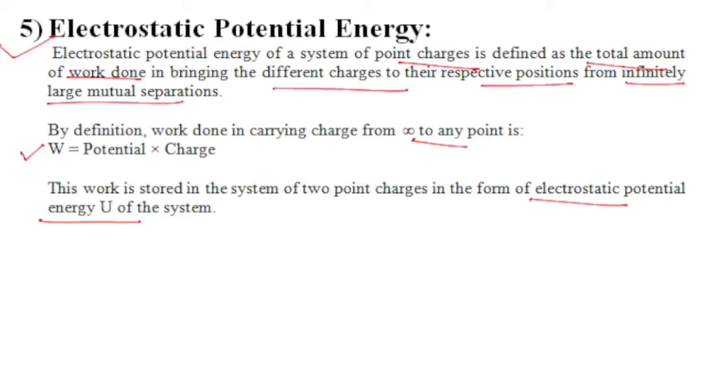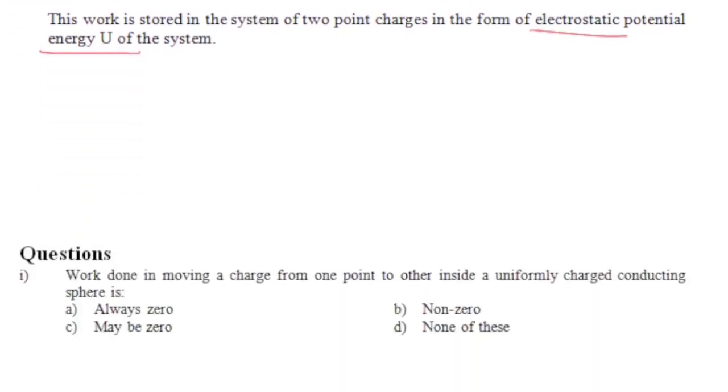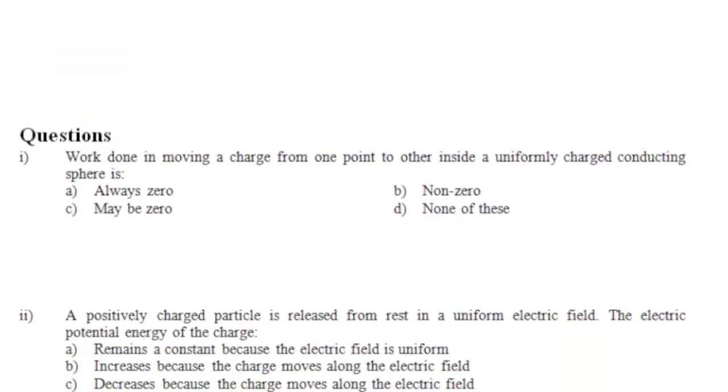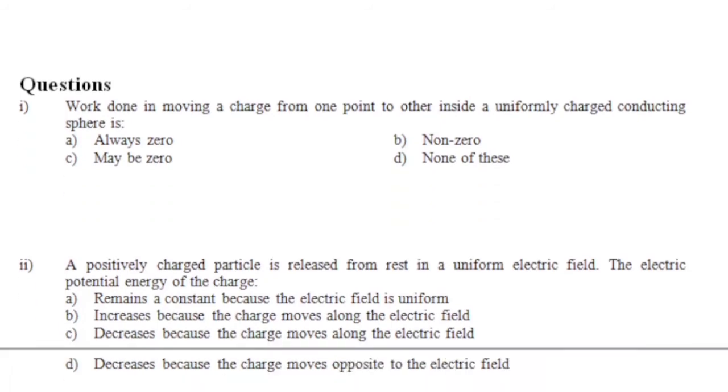So it's very simple, just the definition is given. You know very well what electrostatic potential energy means. We already discussed many questions based on it, so let us try to solve some questions. Question number 1 is, work done in moving a charge from one point to another inside a uniformly charged conducting sphere is. Which option is correct? First one is always 0, second one is non-zero, third one is maybe 0, and fourth one is none of these. Please pause the video and try to solve it.